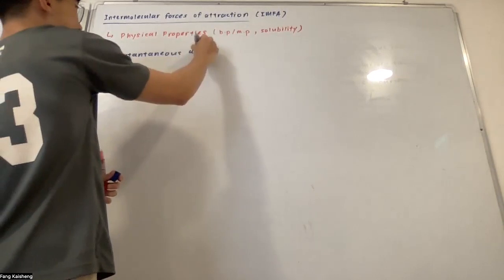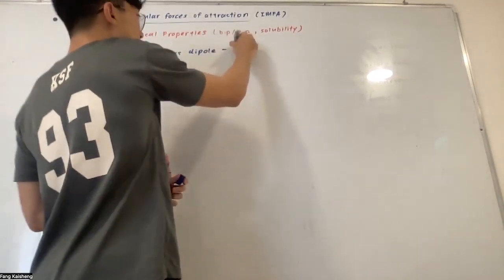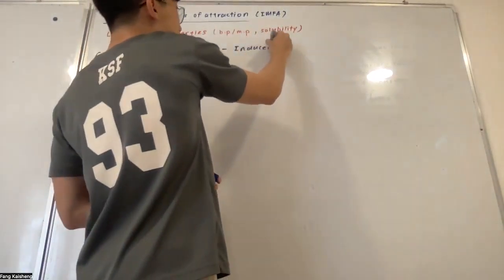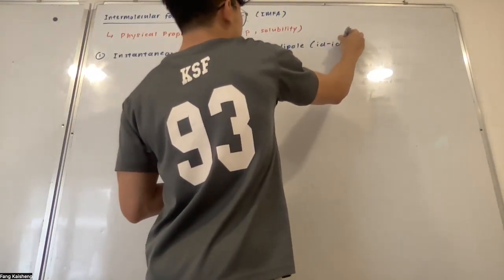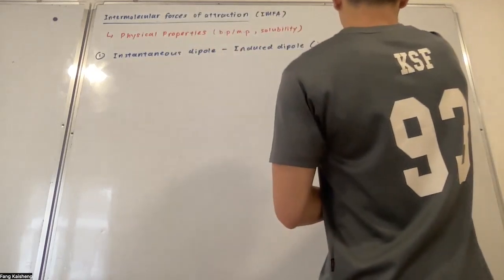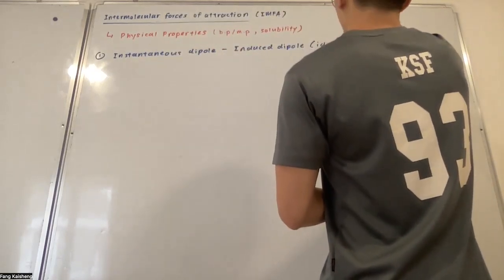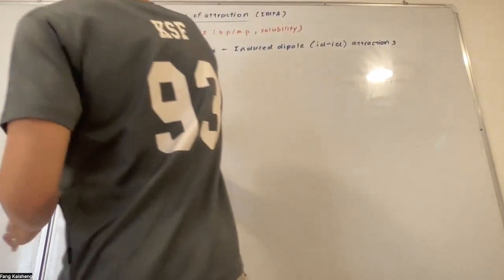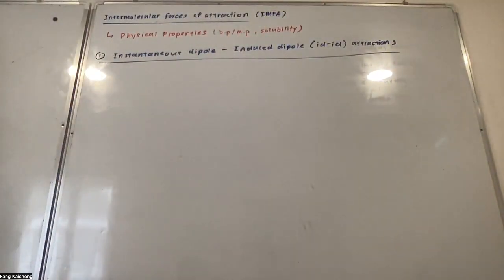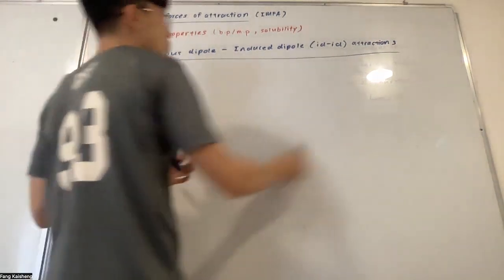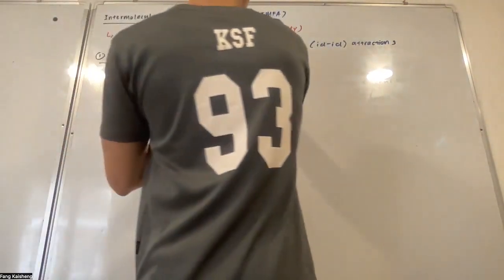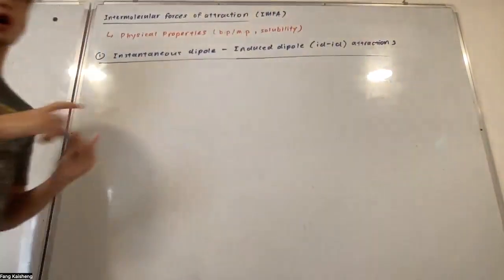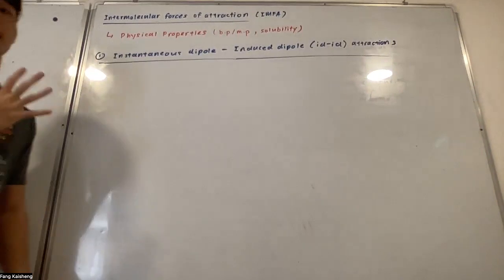So I'm going to write this down also: instantaneous dipole, induced dipole attractions. It's also known as IDID attractions. A very long title. In the exam, you are allowed to just use the short form, IDID attractions. In fact, I don't think it's a must to write down the full name, but it is important for us to understand how this name comes about.